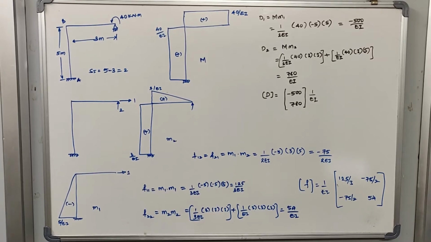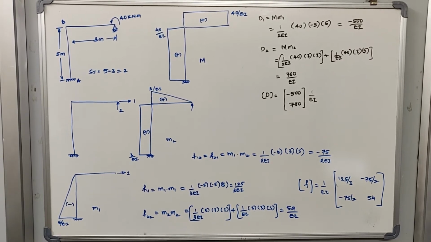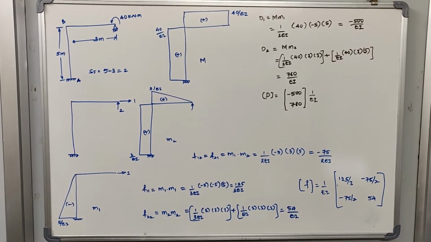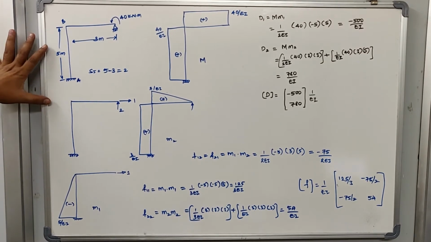So in the previous videos I had solved the continuous beam using the flexibility method. Here we are going to solve a problem which is a non-sway frame, and we are going to analyze this frame using the flexibility matrix method.